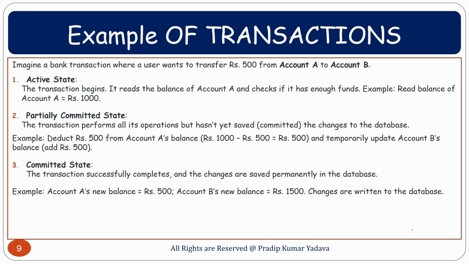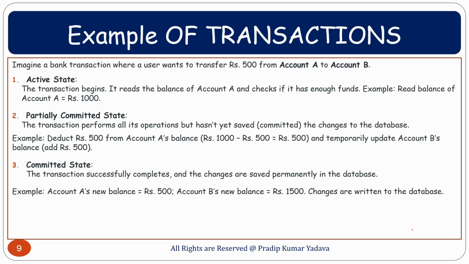Now, just taking an example, by this example, you can easily understand how your active and partially committed state is working. Suppose a user wants to transfer 500 from account A to account B. So, what is the active state? So, in active state, a transaction begins. It reads the balance of account A, checks if it has enough funds. Example, read balance account A equal to 1000 rupees. Means in active state, we know the account A has 1000 rupees.